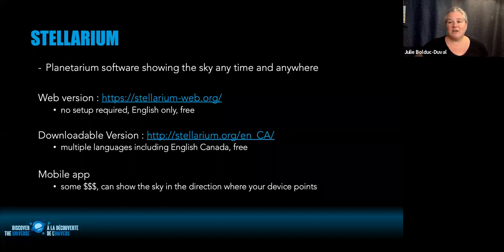The images I created were done with Stellarium, which is a planetarium software that can show you the sky at any time and anywhere on the planet. There's a web version, which is probably the easiest for many teachers, in the sense that there's no setup required, especially for computers or iPads, for example, that your students might have access to. It's in English only, while the downloadable version can have multiple languages, but they're both free, so they're great.